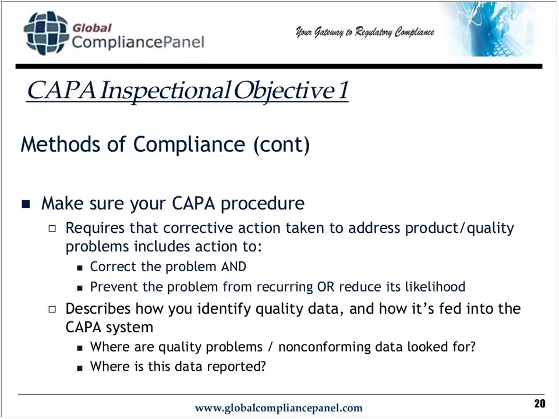Your procedure should also define how you identify the quality data. Where are the quality problems, and what type of non-conforming data do you look for? And where is the data reported? Do you have complaint committee meetings? Do you have material review board meetings, service department meetings? What type of meetings do you have where the data is looked at? Or maybe none. Maybe it's just in various databases or your MRP software.